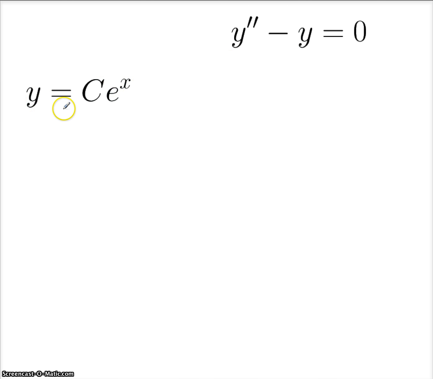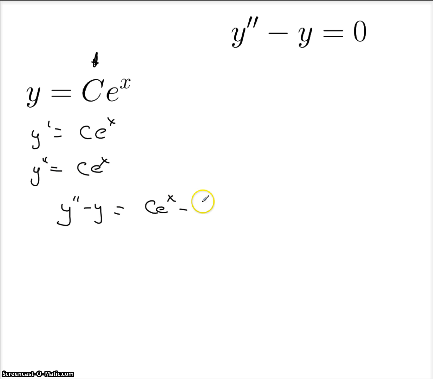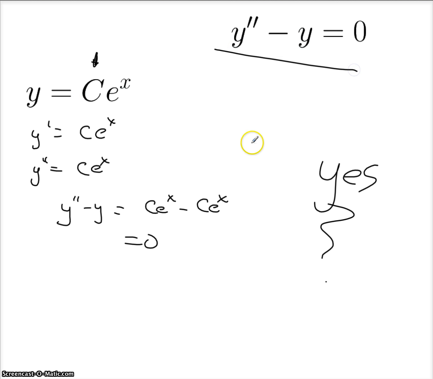All right, let's try the general form of this. Let's see if the general form of y equals c e to the x is a solution to this equation. And it's general because I have this variable c right there. So y prime is c e to the x. Y double prime is c e to the x. So y double prime minus y is equal to c e to the x minus c e to the x. Aha! So yes, this is also a solution to this differential equation, and it doesn't matter what c is. It doesn't matter if c is positive or negative. Kind of cool.